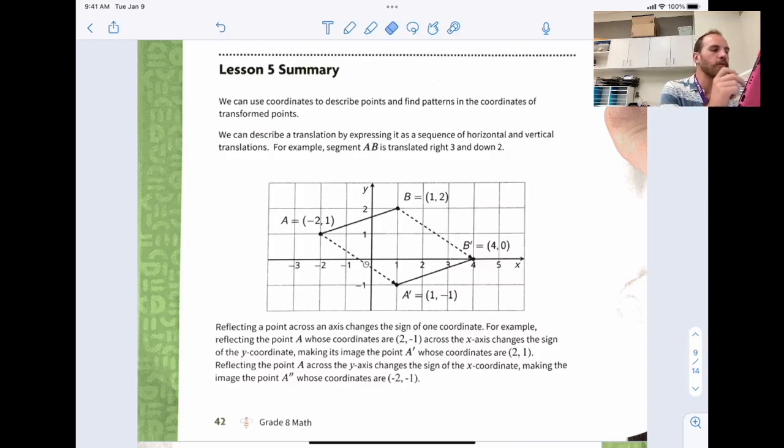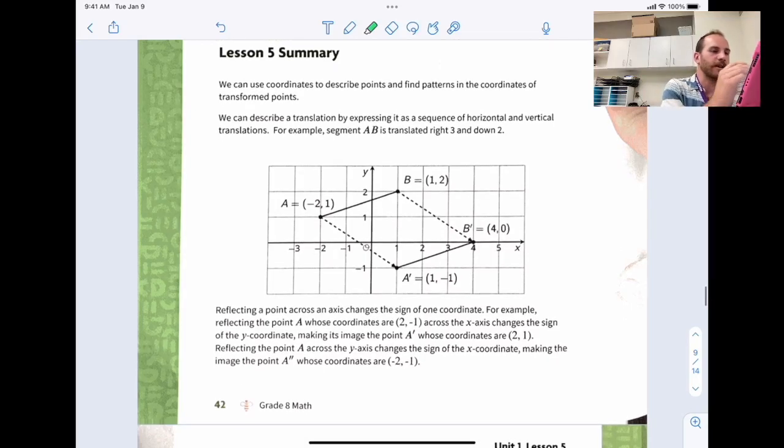We can use coordinates to describe points and find patterns in the coordinates of transformed points. We can describe a translation by expressing it as a sequence of horizontal and vertical translations. For example, segment AB is translated right 3 and down 2. Great, perfect. We like that.